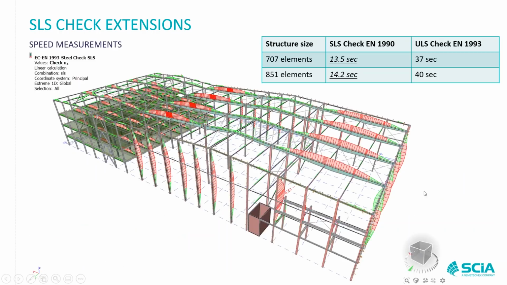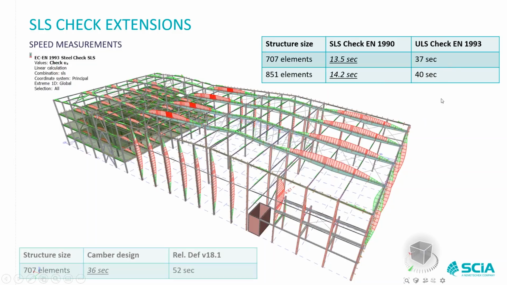Some words about speed. If you test it on a, let's say, standard building, what you can expect is that the SLS check is around 3 times faster than the ULS check, which is already quite a fast check. And also some preliminary measurements of the camber design. We see there that if you have complicated spans, then you may end up with comparable values to the ULS check, but still faster than the old relative deflection service.